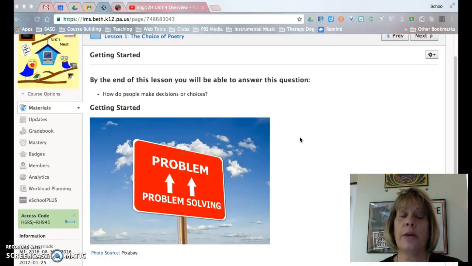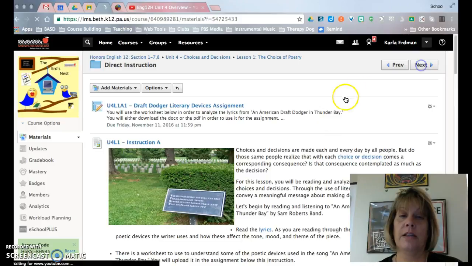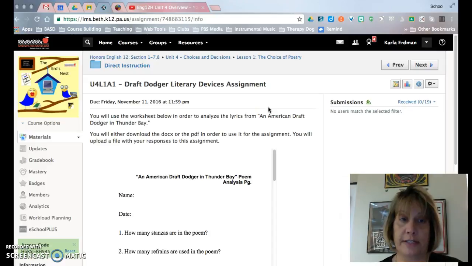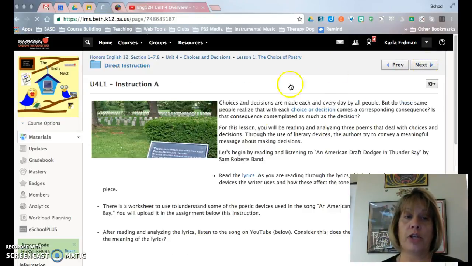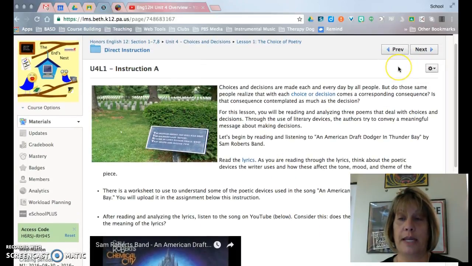So to get started, by the end of this lesson, you will be able to answer, how do people make decisions and choices? The first thing that you will do is, here is your assignment to review your literary devices. The assignment comes first so you know what you're doing. Make sure you download that before you go into the next portion, which is instruction A. This actually takes you through the lyrics and a video on An American Draft Dodger, which is a song, and you will be analyzing that in order to prepare for the analysis of two poems.